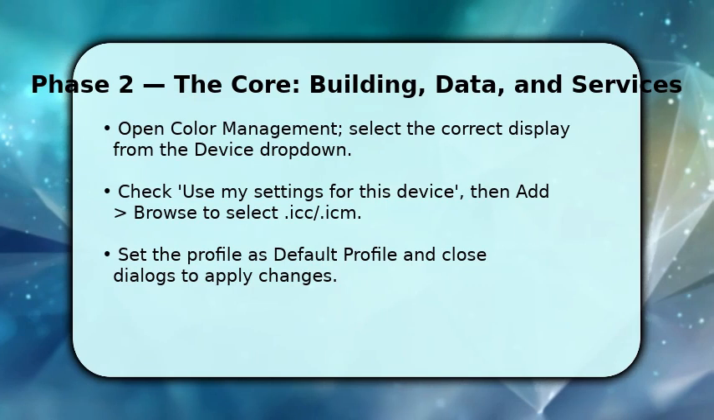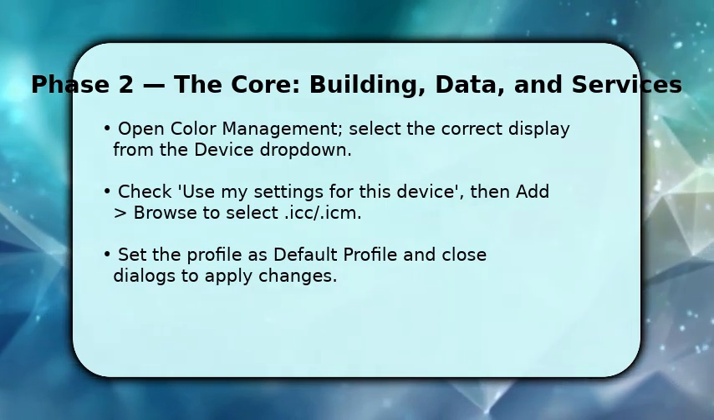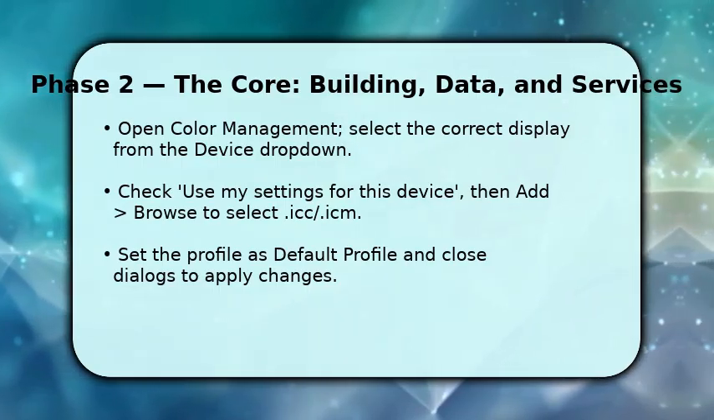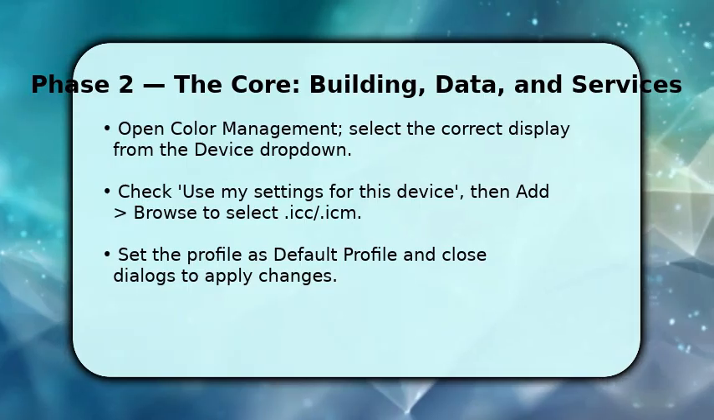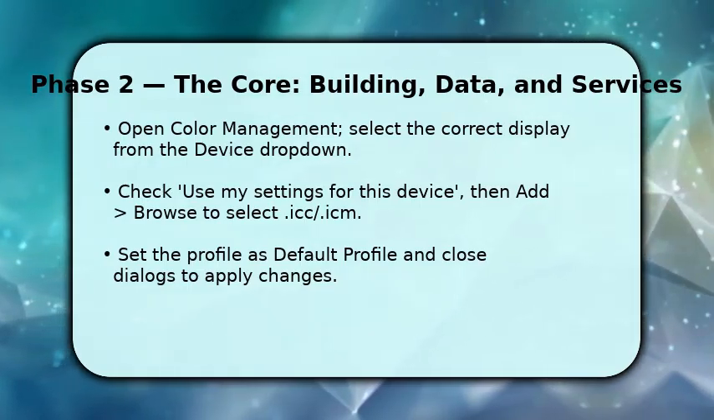Once in Color Management, choose the monitor you intend to calibrate from the device list. This ensures you apply the profile correctly. Next, check Use My Settings for this device. That unlocks the Add button. Click Add, browse to your ICC or ICM file and select it.